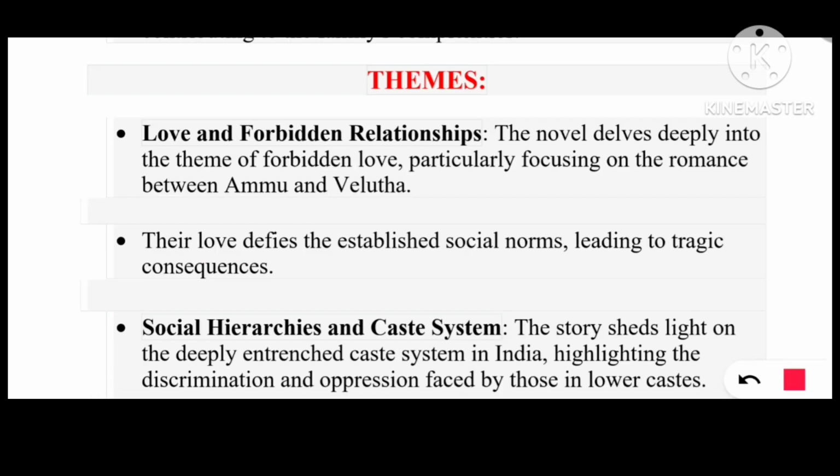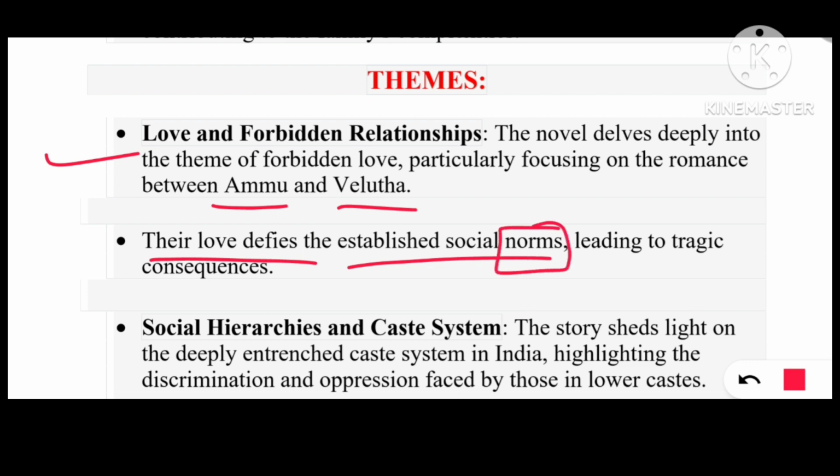Friends, the theme that disturbs us is the first one, because here we find so many complicated love affairs. One is between the mother and Velutha, the outcast of the society. Their love defies the established social norms. Now, after the marriage, somebody should not have an affair with somebody else. All right, so this is the norm which is broken in the novel.